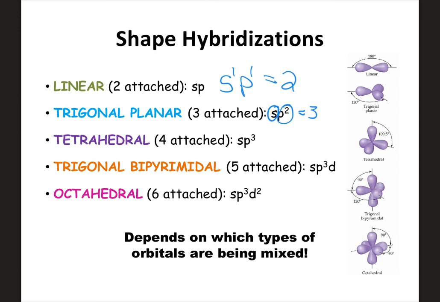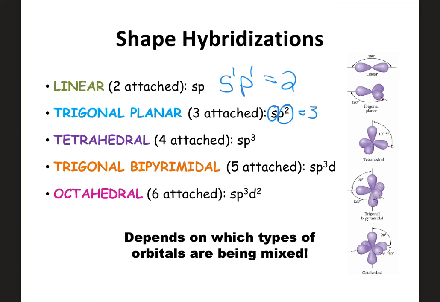Then if you remember back to atoms, the maximum number of boxes you would draw for a p would be 3. So you can't have any more p's here. There's no 4p. So if you had 5 things attached, you would have to throw in the d orbital now. So that'd be sp3d. 1 s plus 3 p's is 4, plus 1 d gives you your 5.